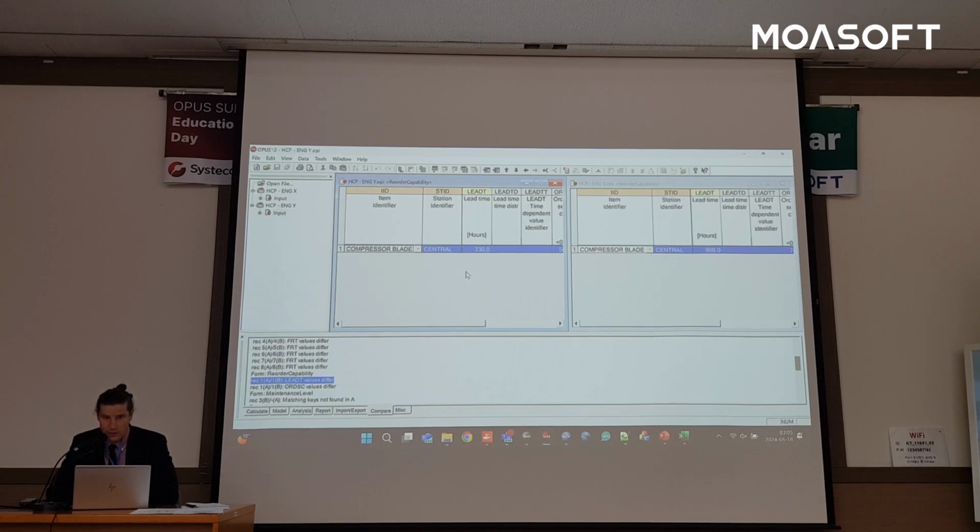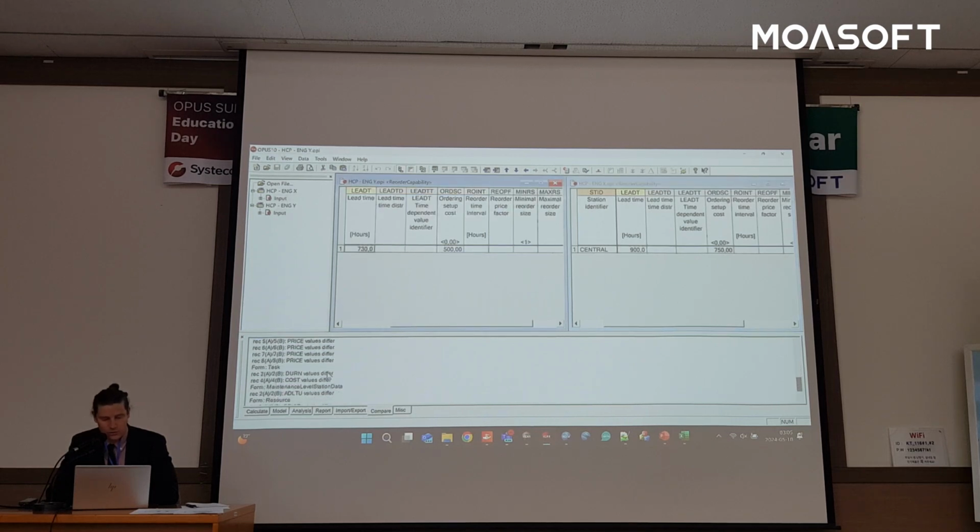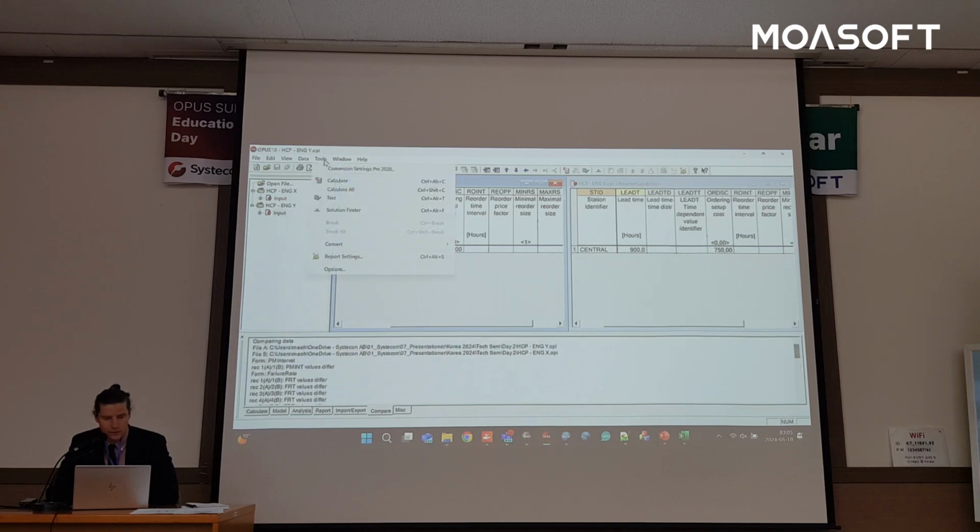And here, if you remember, when we have items that we cannot repair, but we have to buy a new one, it's associated with the lead time. So you see here, it differs. It's 730 hours for one and 900 for the other. Also, the setup cost for that ordering is different between files. I'm not going to go through all of that, but here's the list of differences anyway.